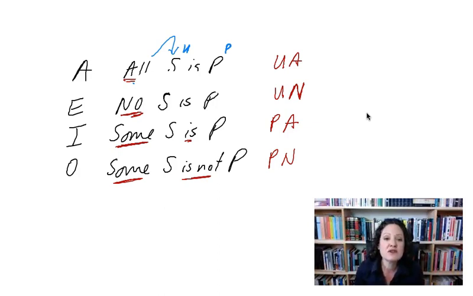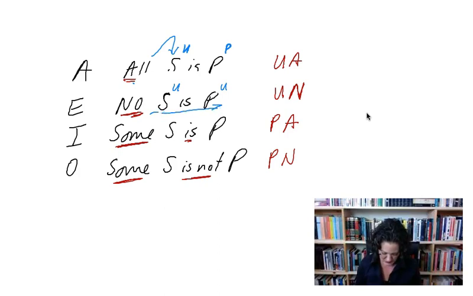The S is universal and the P is universal. So here's an example I like to use: no onions are tasty things, and no tasty things are onions. It does go both ways. These are interchangeable. It's negative and it's universal in both directions, okay?